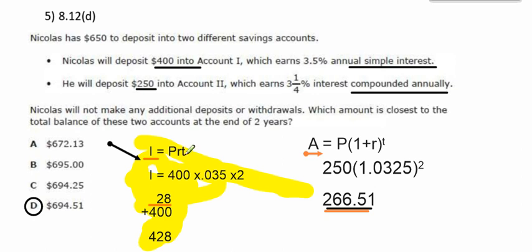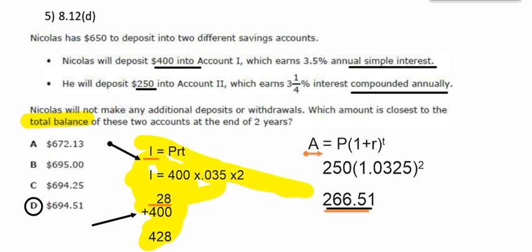Now the only thing that you could make a mistake on is it's asking for the total balance. And if you find the simple interest, you get $28. He's going to get more than $28 back after putting it in there for 2 years. He's also going to get his principal back. So if you notice at the bottom of the page, I added a 28 plus the 400. So on the first deposit, he's going to get $428 back.